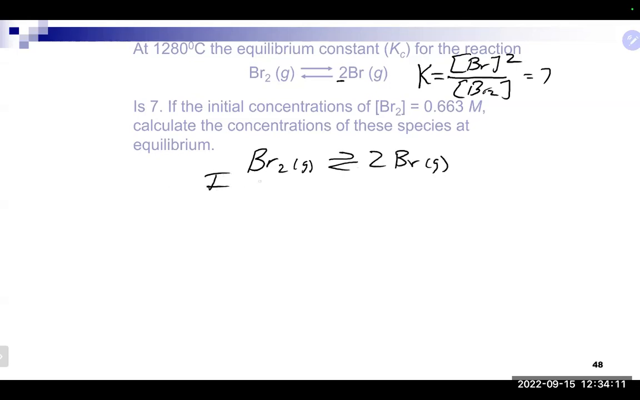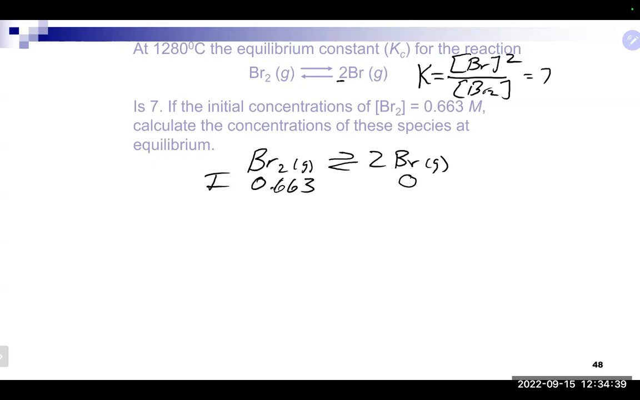Initially here, we have 0.663. Once again, we were not given anything in terms of BR, so it is pretty much safe to assume that this is going to be 0 to begin with. That also means it should be safe to assume that the reaction is heading to the product side, in the forward direction, which means our reactants would be negatives and our products would be positive.